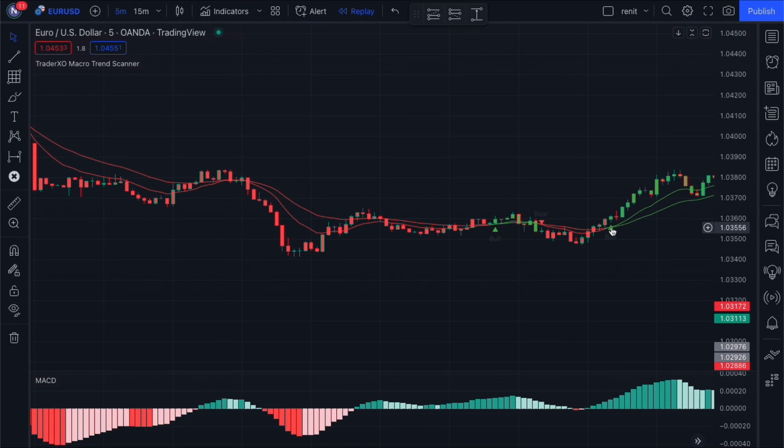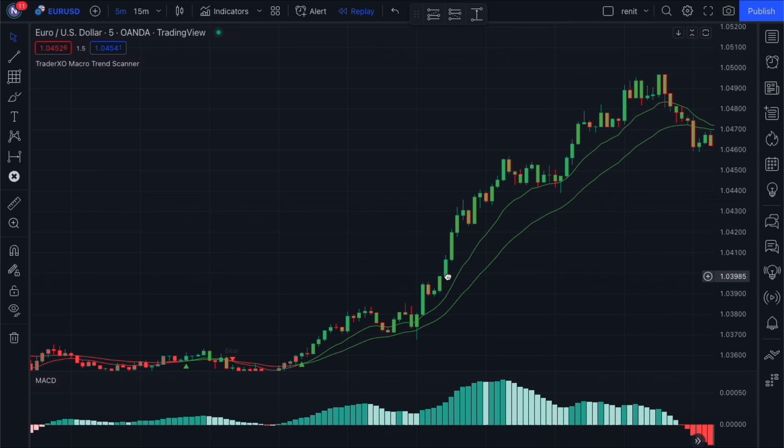So here is an example. We see the TraderXO indicator has issued a bullish signal. Now we need to see the MACD indicator have its histogram bars green and above the zero level. And they are indeed. Just to note, any color will do. As long as they're above the zero level, they will be some form of green, so don't worry if it's shaded. Now with both our conditions met, we can enter a long trade here. And as you can see, it would have been quite profitable.